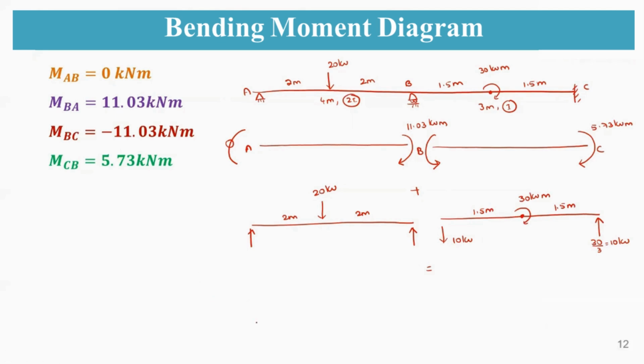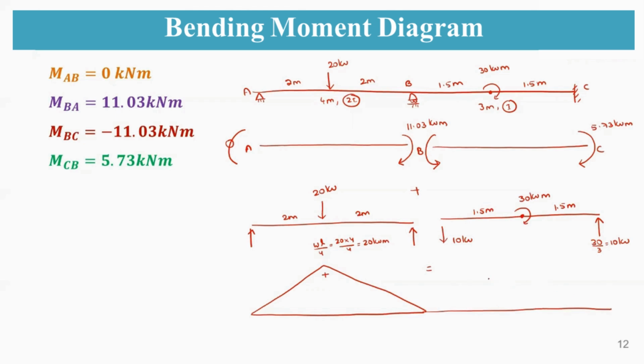First I'm going to draw the free bending moment diagram, that is due to the simply supported beam. Here you have 20 kilonewton, so it is W L by 4, which is 20 into 4 by 4, that is 20 kilonewton meter, which is positive. Similarly, extending here, this is A, this is B, and this is C.